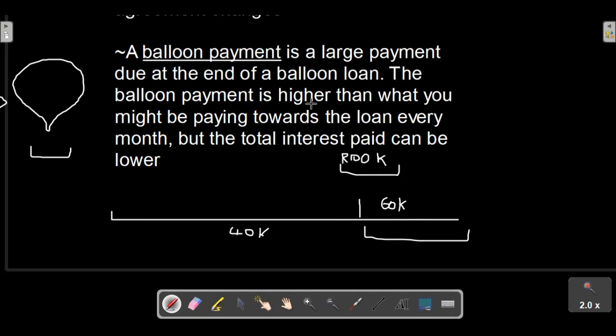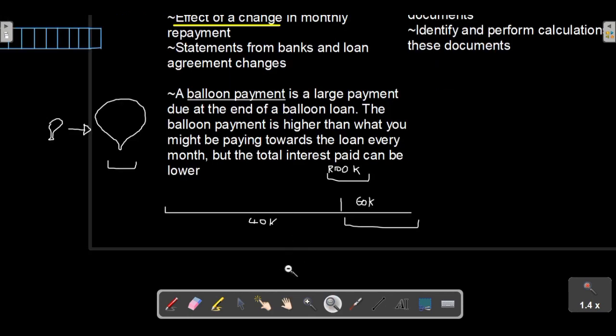So the balloon payment is higher than what you might be paying towards the loan every month, but the total interest paid can be lower. So that is what a balloon payment is.